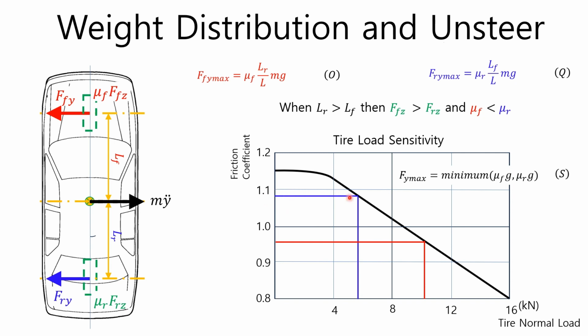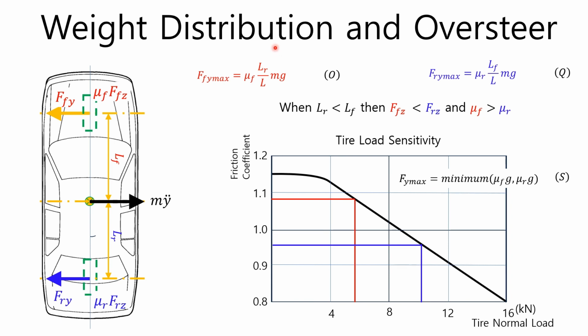During turning, the maximum lateral force is reached first at the front wheels, which have a lower coefficient of friction, so there is no available friction force at all, but the rear wheels still have extra friction. Therefore, the front wheels are pushed outward, resulting in understeer.